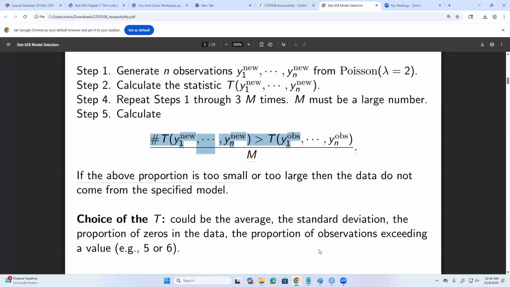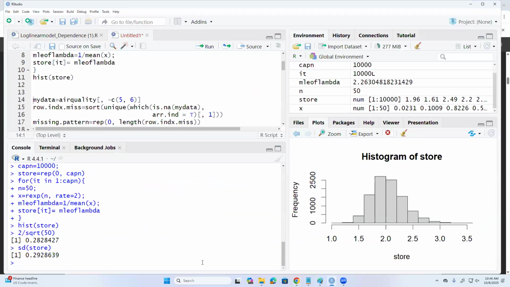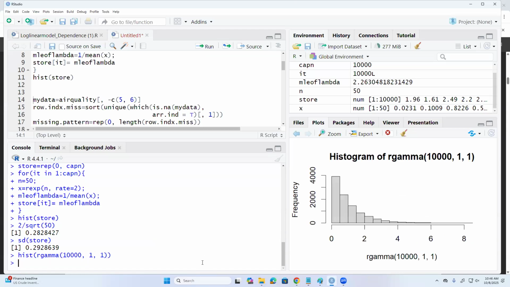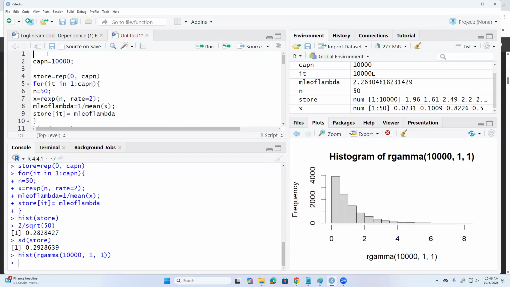And you can do a simple simulation to verify that. Suppose I have a very skewed distribution, let's say a gamma distribution with parameters 1 and 1, and I draw 10,000 samples and look at the histogram. You take two observations from this distribution using rgamma, and consider the difference of the two.